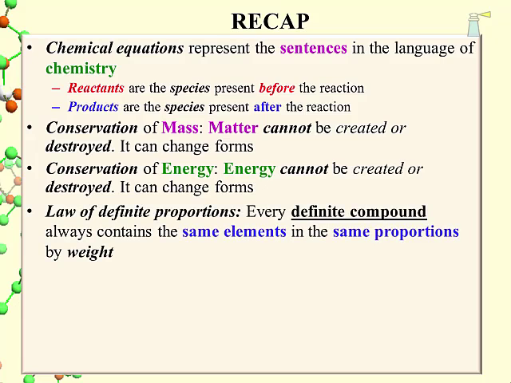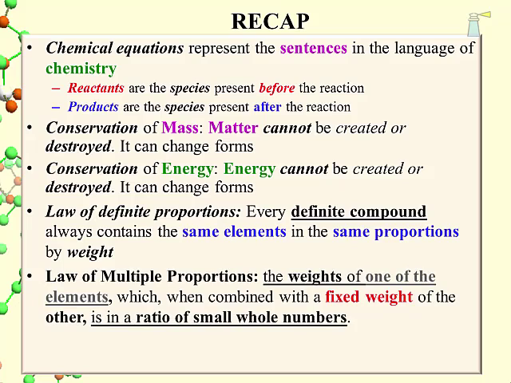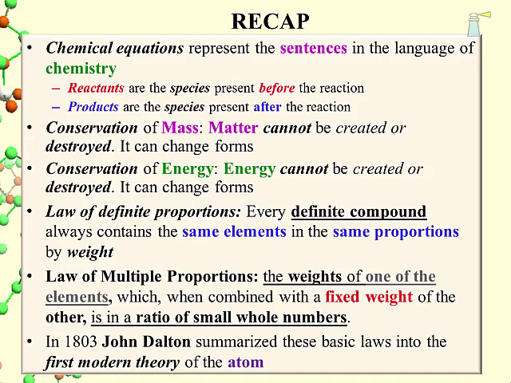The law of definite proportions: every definite compound always contains the same elements in the same proportion by weight. Water is 16:2, oxygen to hydrogen. The law of multiple proportions: the weights of one of the elements, which, when combined with a fixed weight of the other, is in a ratio of small whole numbers. And finally, in 1803, John Dalton summarized these basic laws into the first modern theory of the atom.